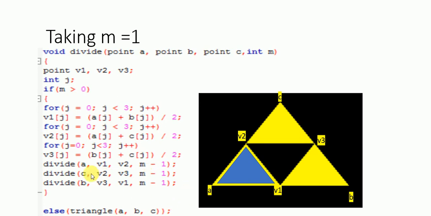And now the second one, it will go for C, V2 and V3. Again it will not come here because M is 0 here, so it will directly build the triangle. Again it will go to B, V1 and V3. So it will display this one. So this is for the triangle. That means one side. In the tetrahedron there are totally 4 sides. This is for one side.